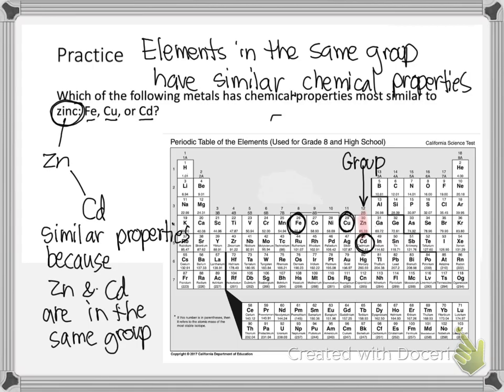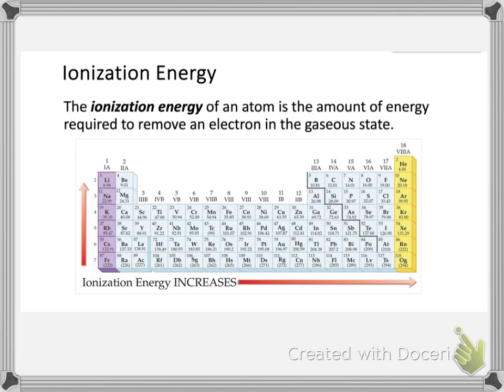So we have one more trend, and it's also a new idea or concept to us. And it's something called ionization energy. And we're going to be doing some things with ions here in just a little bit. But ionization energy is how much energy it takes for an electron to be removed from an atom.